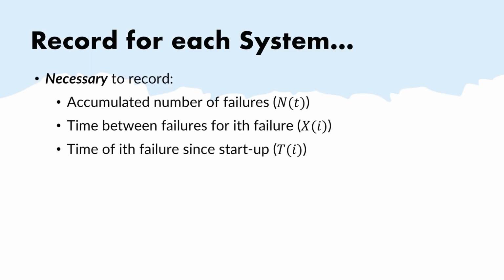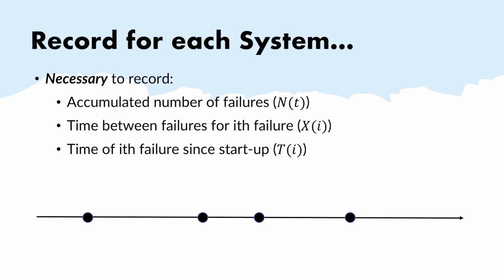Usually we try to keep track of 3 things when we are doing a repairable analysis: the cumulative number of failures, how many failures have happened until a certain point, the time between failures, and the time since start of operation for each different failure. We need to keep track of these three pieces of information because they will represent random variables in our stochastic modeling process.